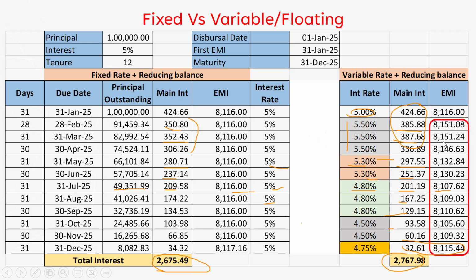So here we can see the EMI amount keeps changing every month. Why? Because the interest rate was changing every month. There is a change in the interest rate during this period.